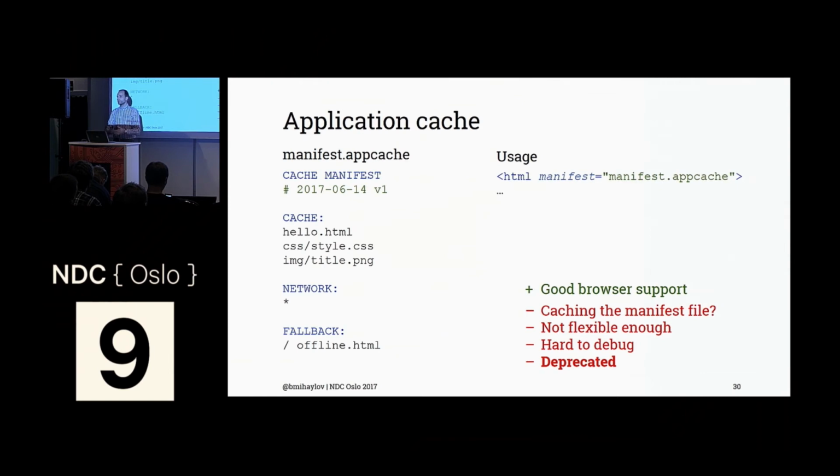All the browsers implemented this. So it was implemented on absolutely all the browsers, so quite good browser coverage. The problem is that it was very inflexible. It was very hard to debug what was happening there. And it also could introduce some problems with caching the manifest file itself, which some people tried and saw that it was a very big problem for them. So all these different problems led to this standard becoming deprecated, basically. So no one is using this nowadays anymore.